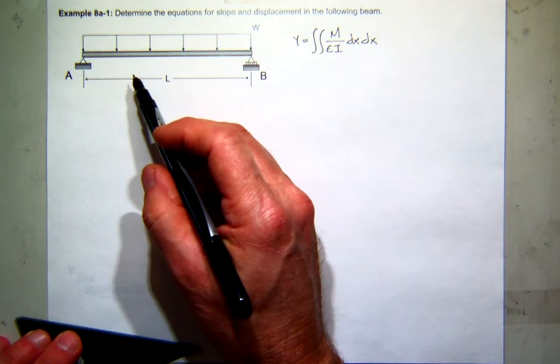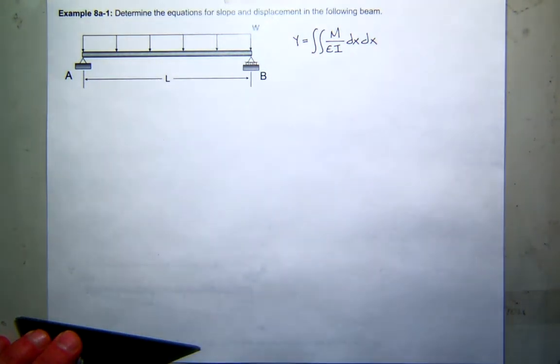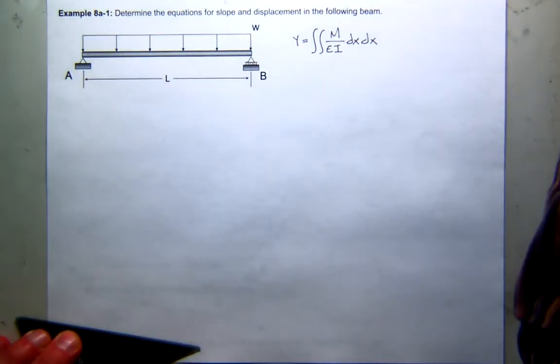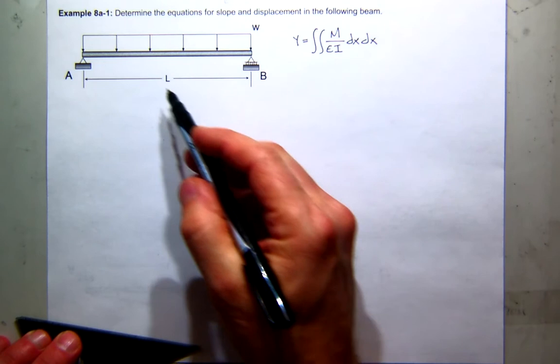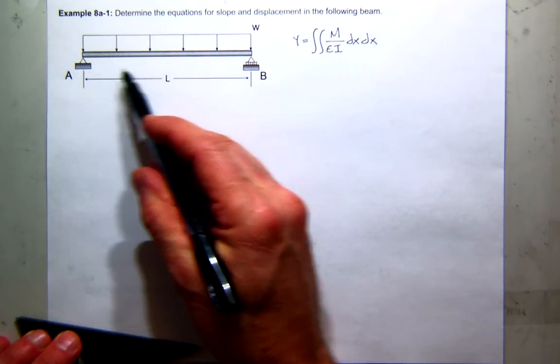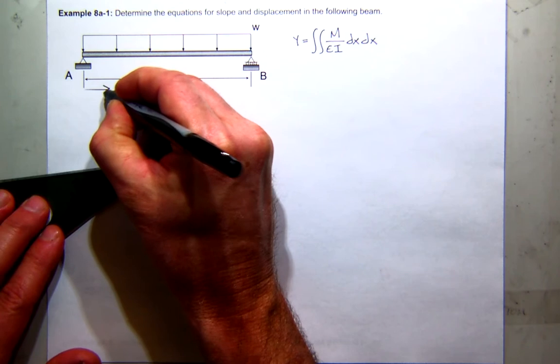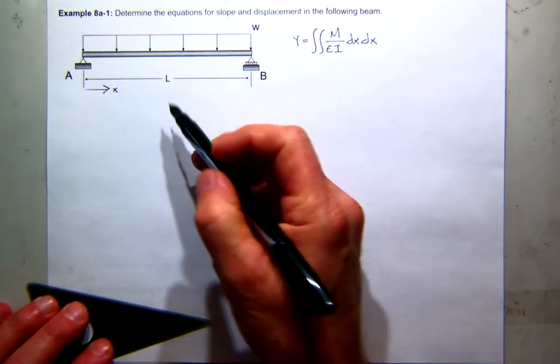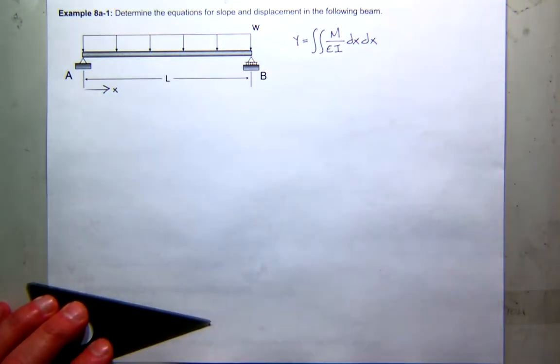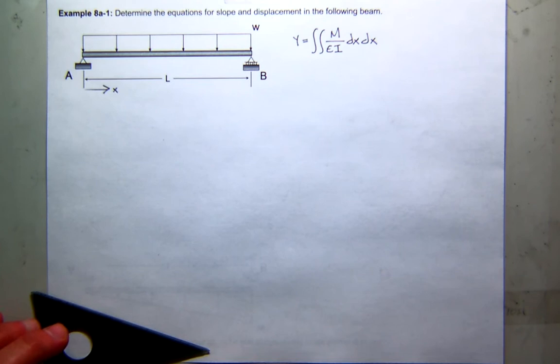So the first question you have to ask yourself is, can I write an equation for moment over the length of this structure? And I'll also add that we're going to assume x goes from left to right. So can you do that? The answer is yes, you can.